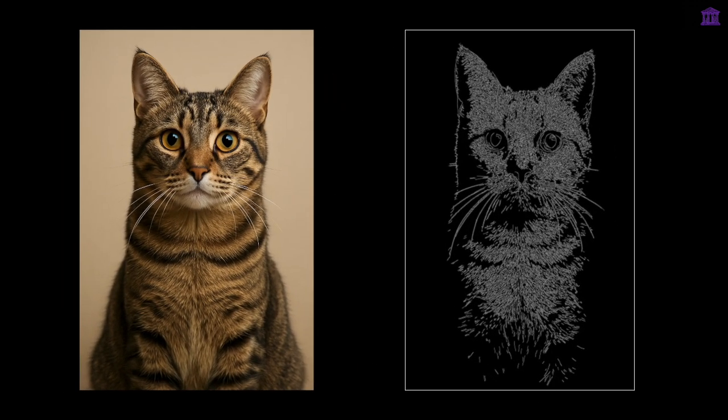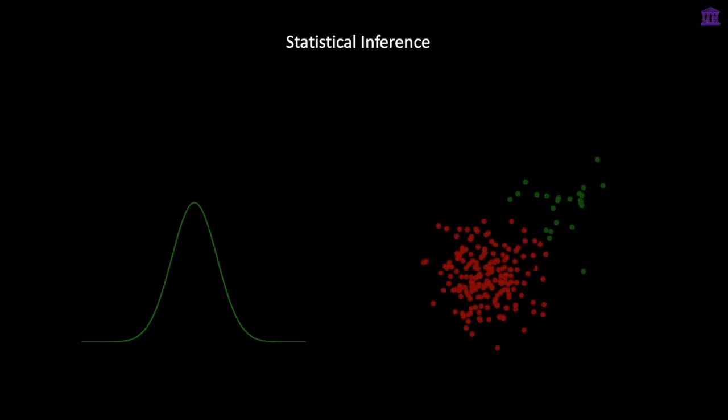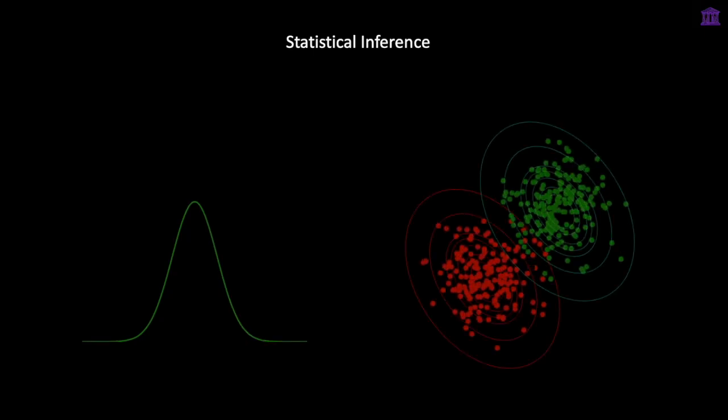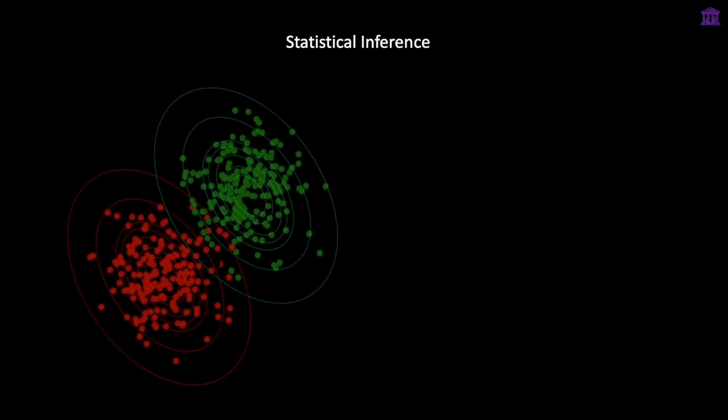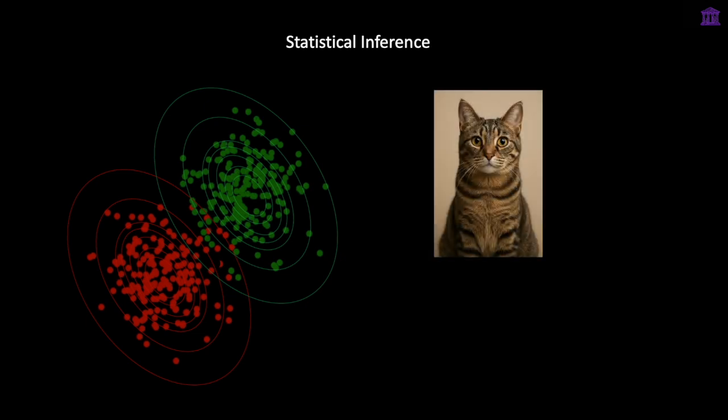While analytic inference uses formulas, statistical inference uses data distributions. Instead of a hard rule, we are looking at where the data lives in a mathematical space. We represent categories as probability distributions, basically clusters that tell us where a certain type of data is most likely to be found. In this world, inference is about placement.